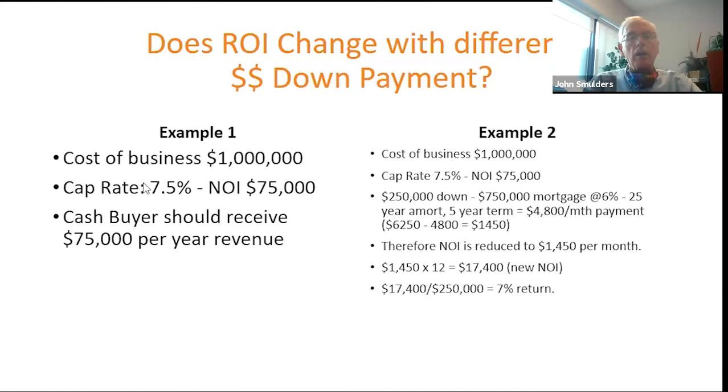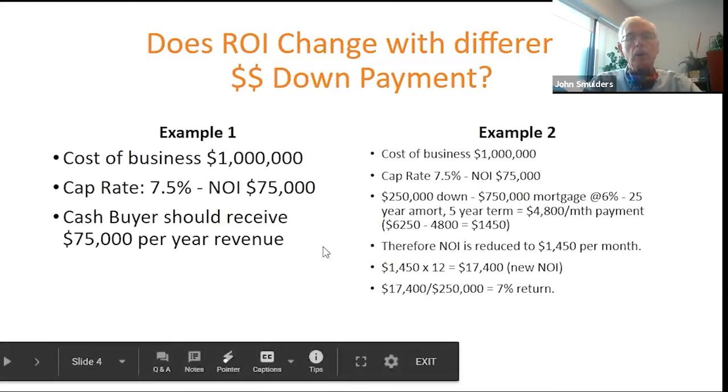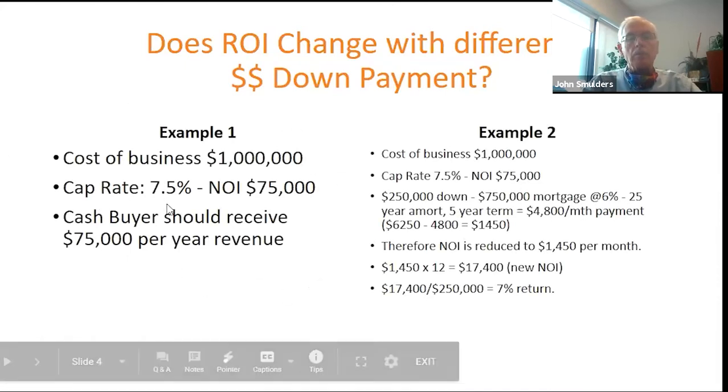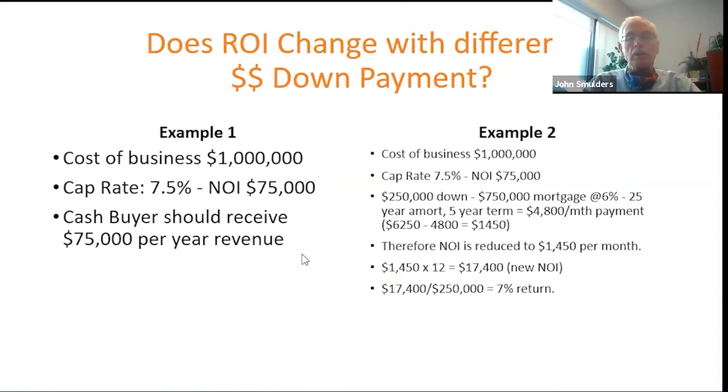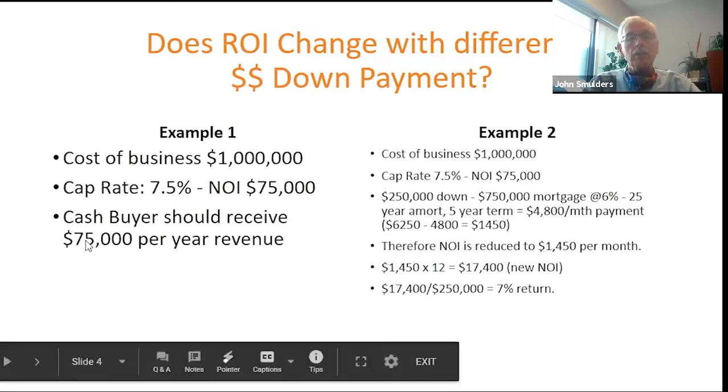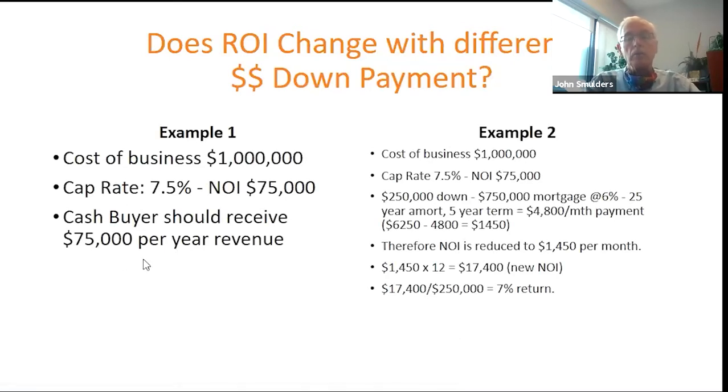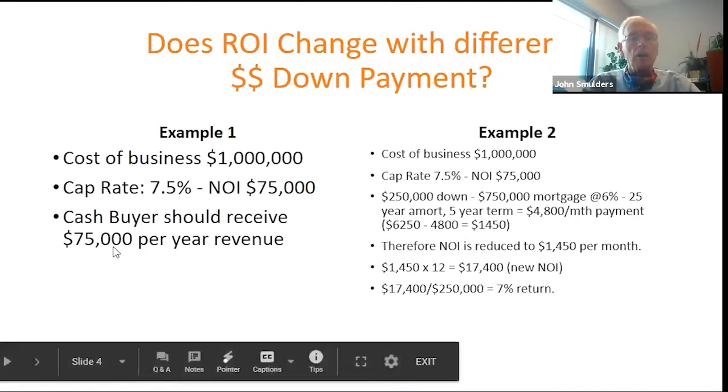So the cash buyer in this example, example 1, $1 million business, cap rate of 7.5%, net operating income of $75,000. The cash buyer might receive $75,000 per year in revenue. Remember, it is not guaranteed money. All right, it's risk. 7.5 is not bad. But what happens if they change the down payment? In other words, you're not a full cash buyer anymore. So let's look at this.